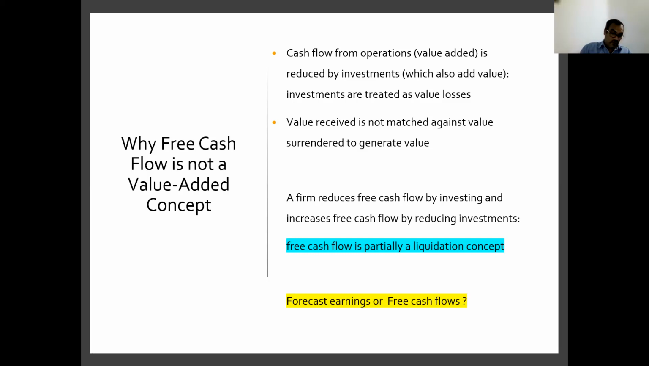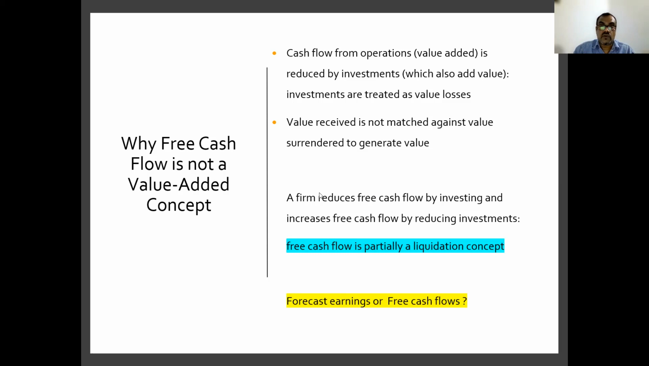Of course, these investments should be productive. If you simply invest your money in an unproductive or wasteful project, that's not good. So value received is not matched against value surrendered to generate value. The value received is coming from operation, and value surrender would be there with the investment. We are not going to match it. We finally take the free cash flow on the assumption that over a longer period of time that would be reflected. Hence, a firm reduces free cash flow by investing and increases the free cash flow by reducing its investment.